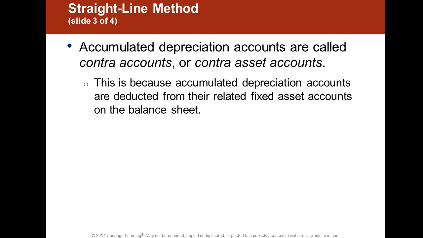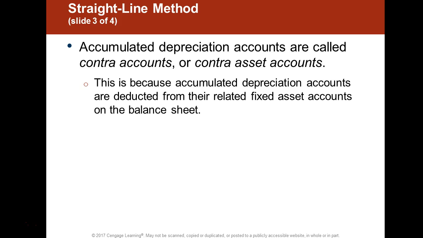Accumulated depreciation is a contra account. Again, it's a contra asset because it's going to be offsetting the asset, which is in this case a fixed asset. And a contra account is going to have the opposite side, which means if your asset has a debit balance, your contra is going to have a credit balance. And it's very important to see that.